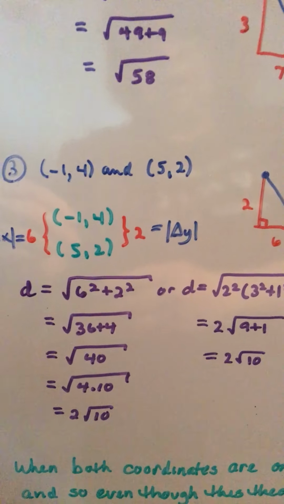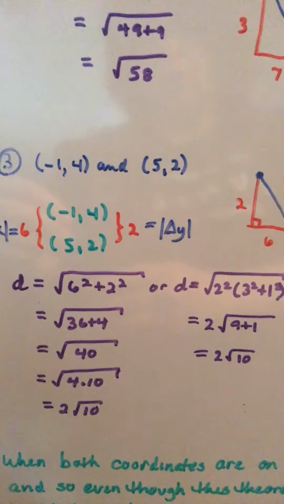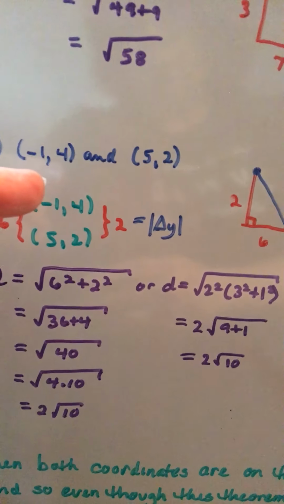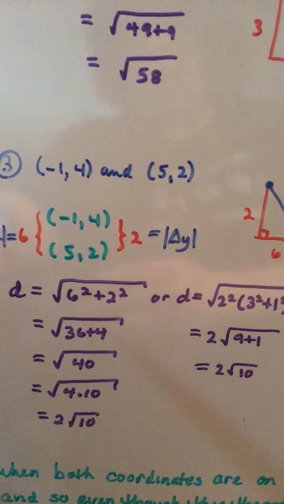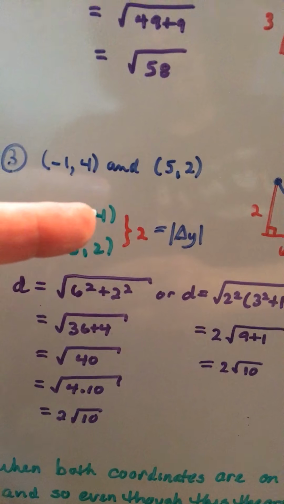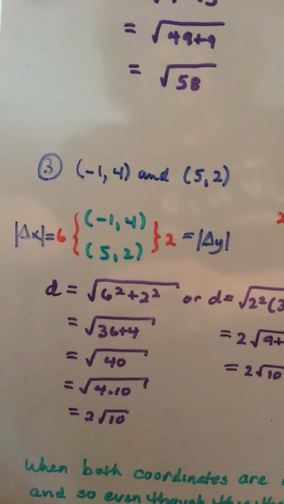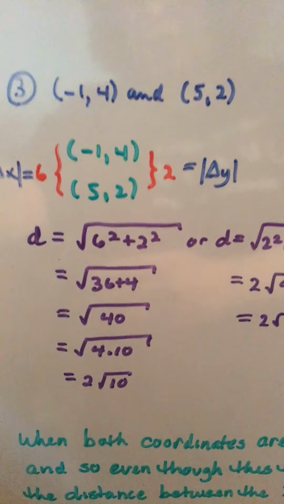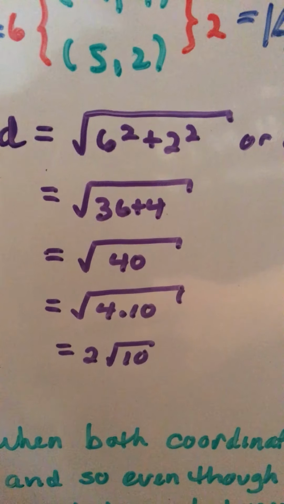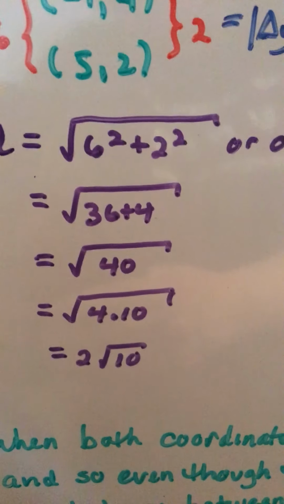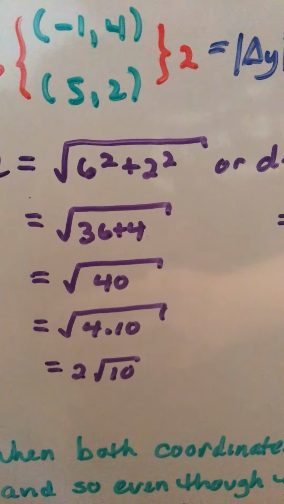Next one, I simply put one on top of the other. This is 1 below, 5 above. 1 and 5 is 6. This is 2 above, 4 above. The difference is 2. 6 squared plus 2 squared, I can do brute force. 36 plus 4, 40. 4 times 10, 2 root 10.